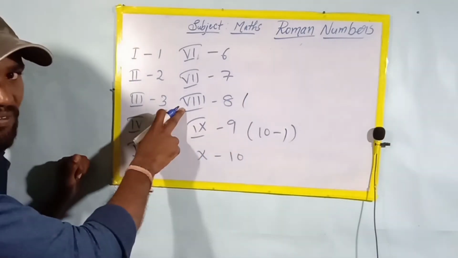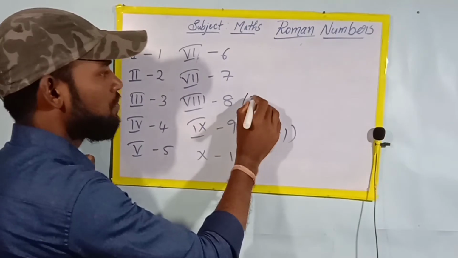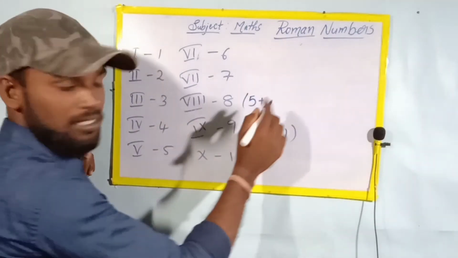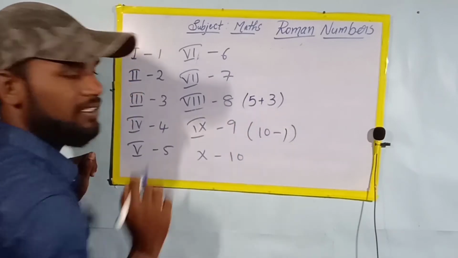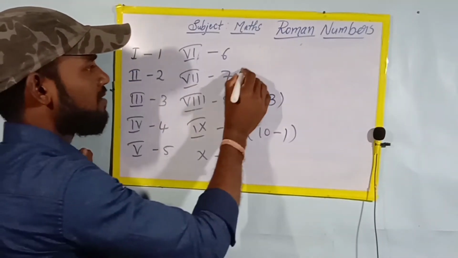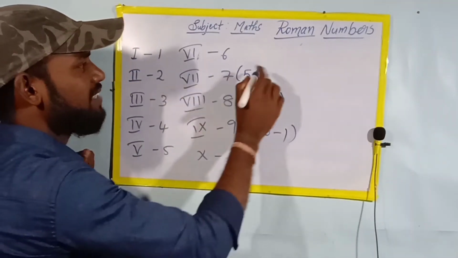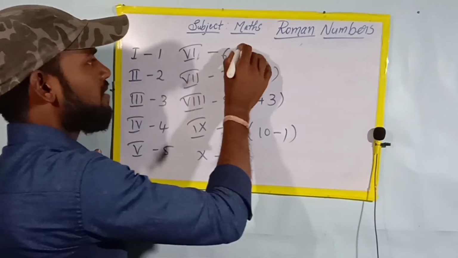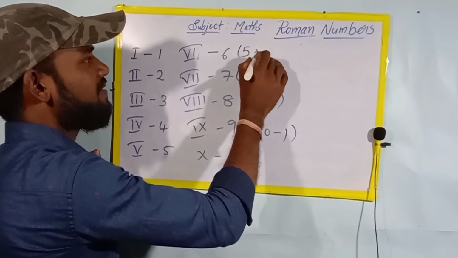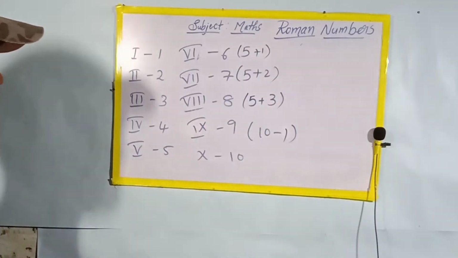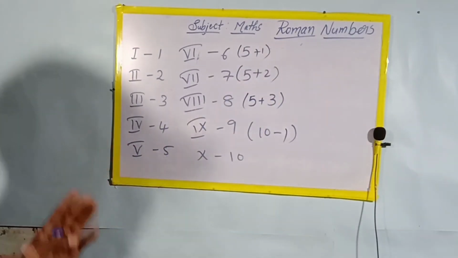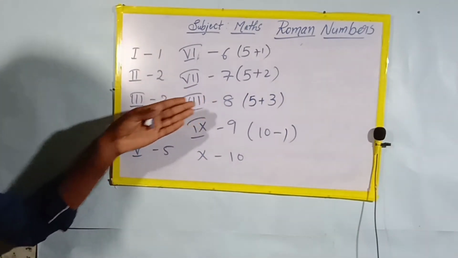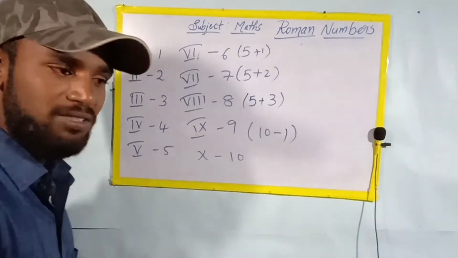Now this one: 5 is a bigger symbol, so bigger value 5 plus how many ones are there? 3 ones are there. So 5 plus 3, 8. In the same manner, 5 is given, how many ones are given? 2 ones are given. 5 plus 2, 7. Same manner, 5 plus 1, 6. So everyone clear? These are the rules. With the help of the rules, we are going to write down the numbers.